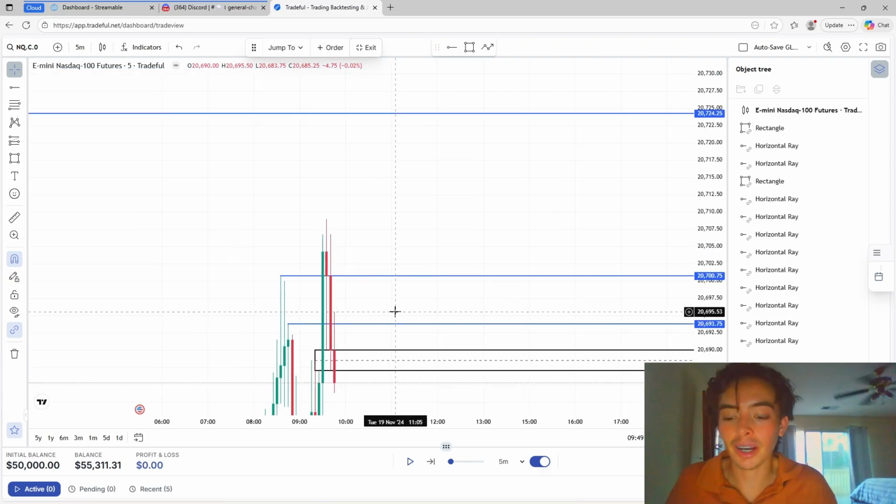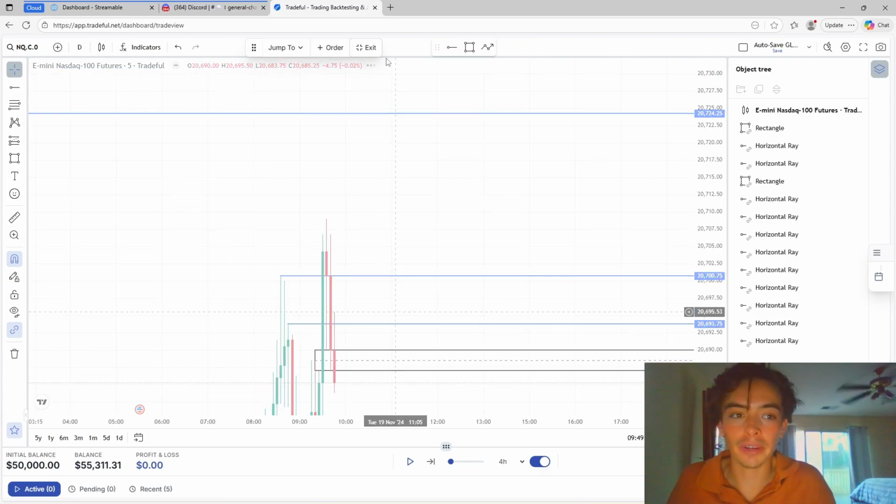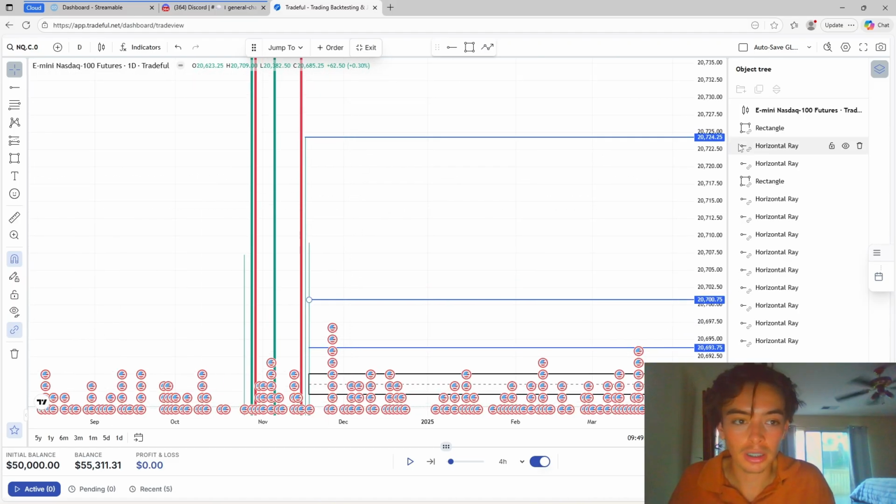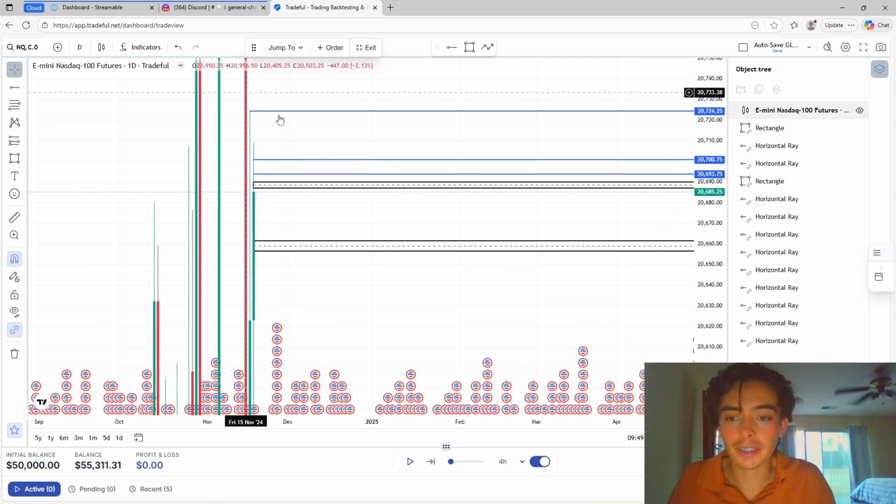shouldn't have happened, I'm not gonna lie. If we check the daily time frame, this is a very strong draw of liquidity right here. I just don't know why we didn't tap into it, to be honest with you. That is very unfortunate though. Maybe ES tapped into it.